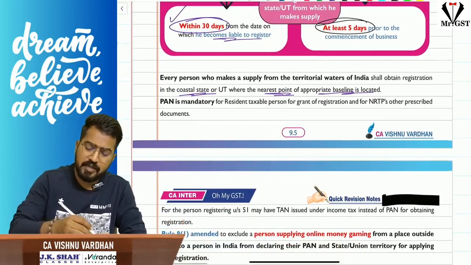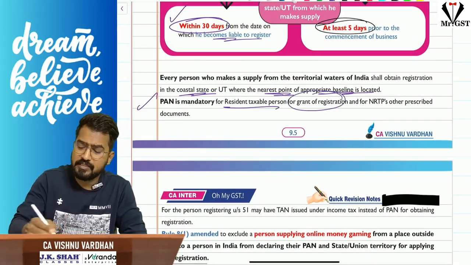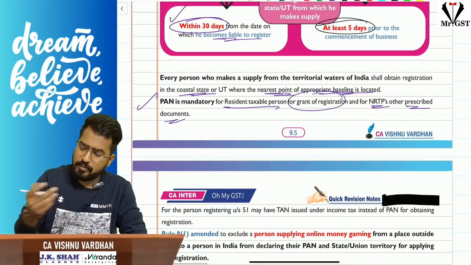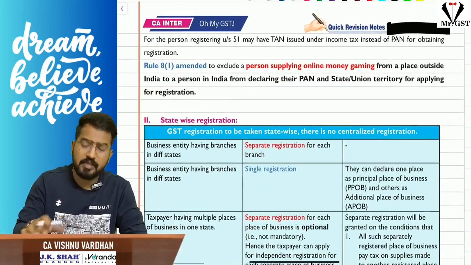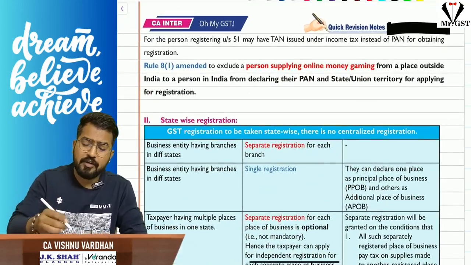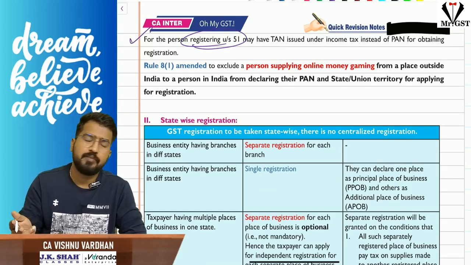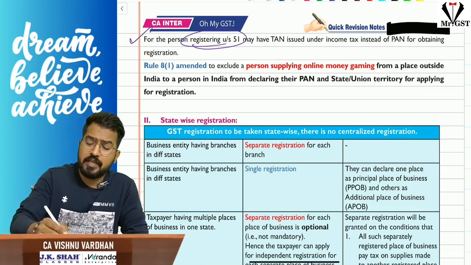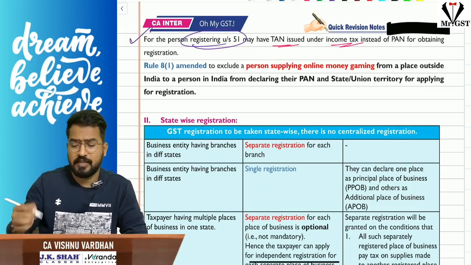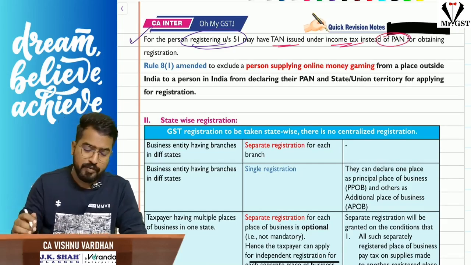And PAN is mandatory for the resident taxable persons for granting the registration. For NRTPs, other prescribed documents. Yes, we will see that in CTP and RTP, separate registration procedure. And for those whom the registration is under section 51, if they are obtaining for the purpose of complying section 51 provisions, they can use the TAN issued to them under Income Tax Act instead of using the PAN. Okay, that is number one.